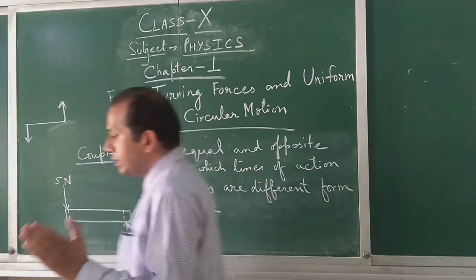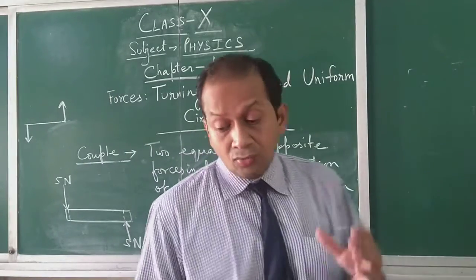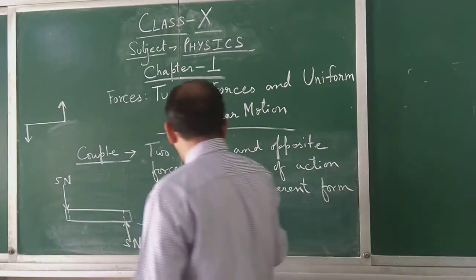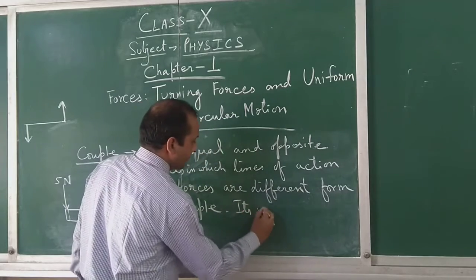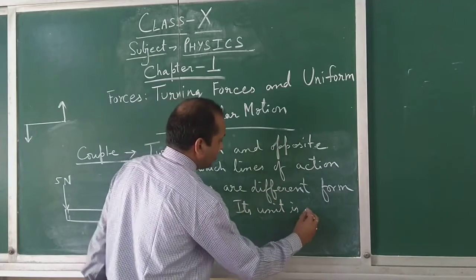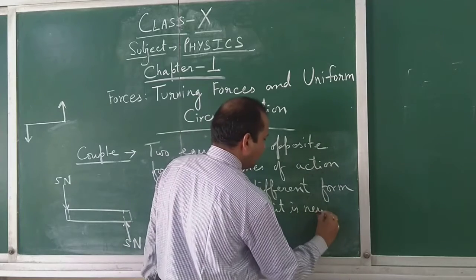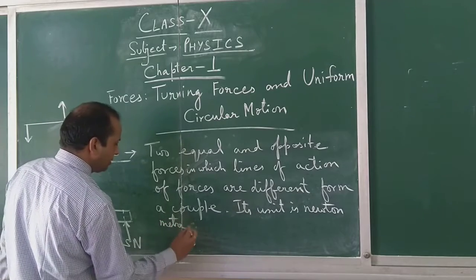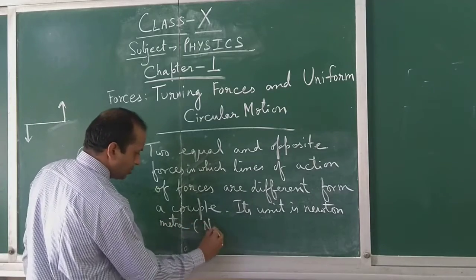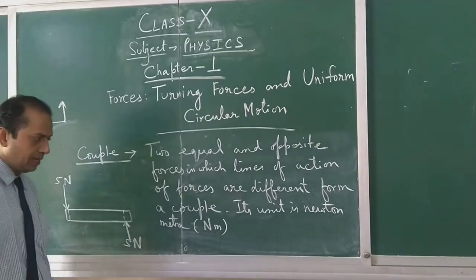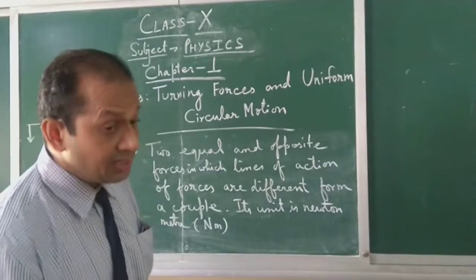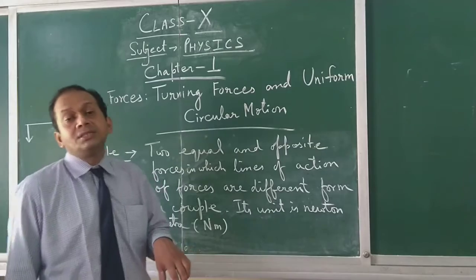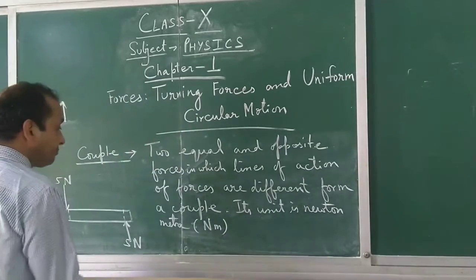Okay. Now, the unit of couple. What is the unit of couple? Same as the moment of force. That is, its unit is newton meter. If I write in whole, then small letters are used, children. And if I write in short form, then we write like this. Newton is a scientist's name, whereas meter is not a scientist's name. So that is why it will always be written in small letters. You know all these things, children.